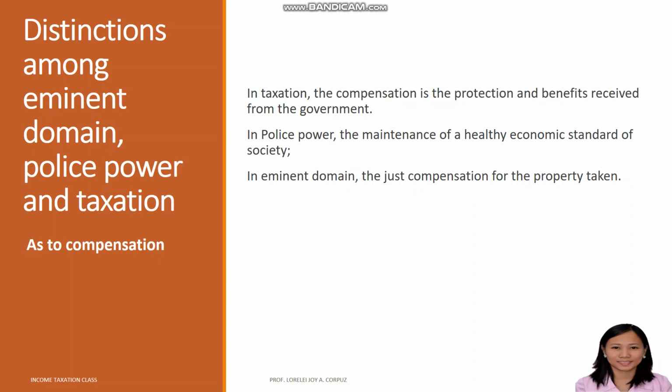As to compensation, in taxation, the compensation is the protection and benefits received from the government. As we have discussed in chapter 1 of the reciprocity concept, or the reciprocal duties of the state and the citizens, the taxpayer gives taxes in exchange for public services, which can come in the form of free roads, free vaccines, and others. In police power, the compensation is the maintenance of a healthy economic standard of society, while in eminent domain, there will be a just compensation for the property taken.